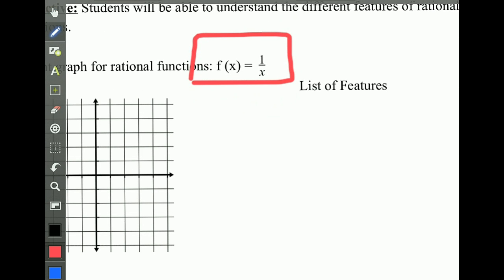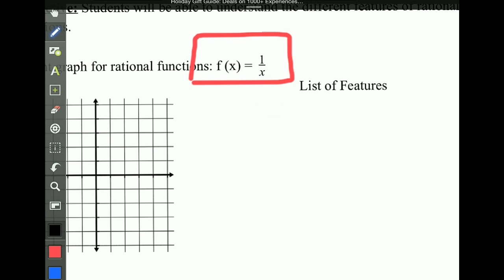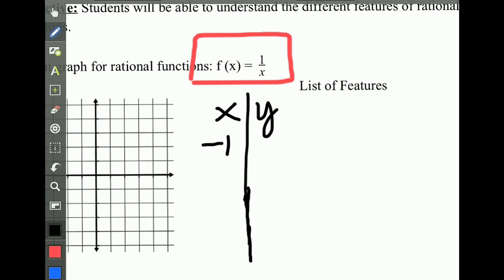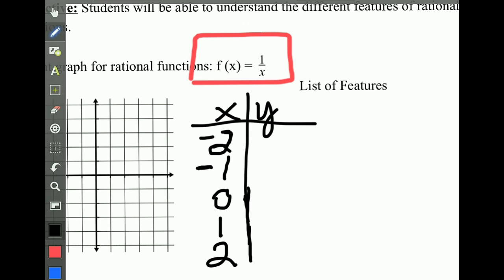If we were to just make a quick table of values and plug in things that we normally plug in, let's use -2, -1, 0, 1, and 2. And we plugged in those values to see what we get. So 1 over -2 is just -1/2. 1 over -1 is -1.